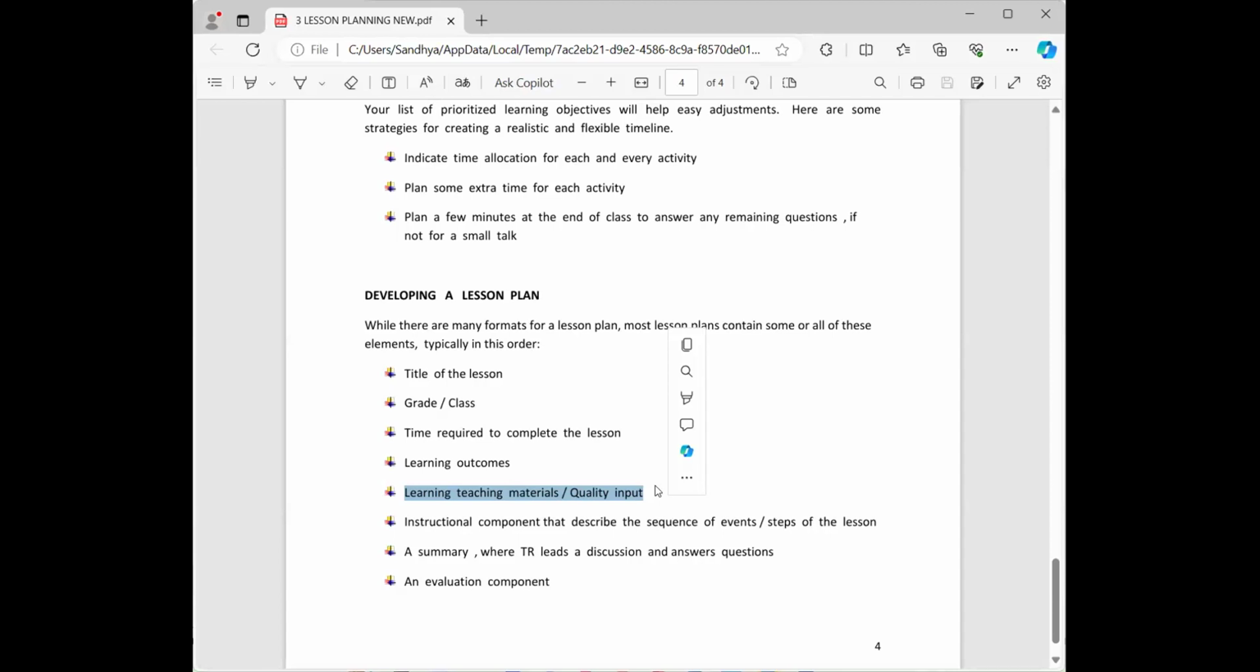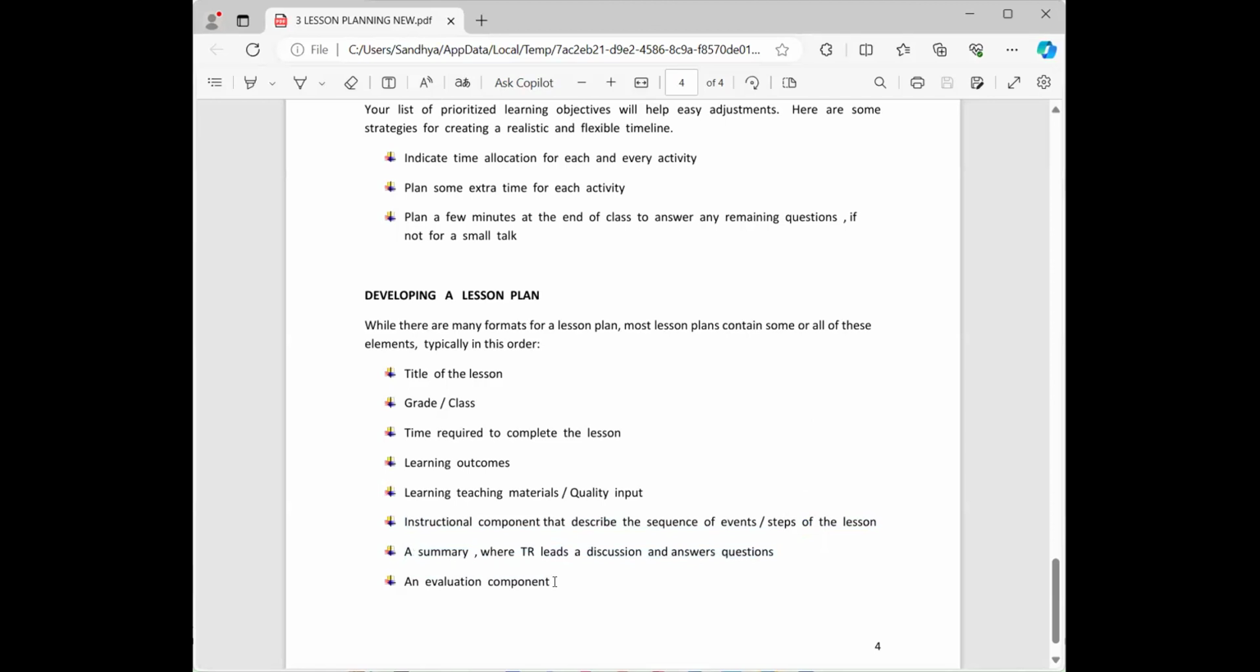Okay. And then you have to write the steps of the lesson or the sequence of events. What happens first, what happens next, what happens after that. You call it steps of the lesson. And then you have to write how you're going to assess them. How you're going to assess them. So assessment criteria. And then you have to add another one. It is newest and latest, reflection.